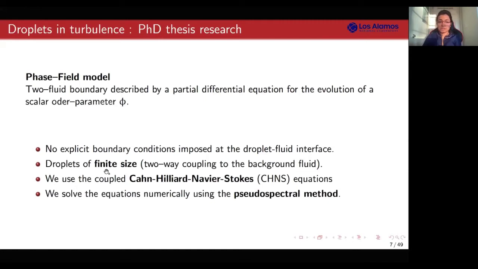Of course, in my study, the droplets have finite size, so there is two-way coupling with the background fluid. That is, the background fluid changes the droplet shape, and the droplet also affects the background fluid. We use the coupled Cahn-Hilliard-Navier-Stokes equations to solve this system. I will explain what this is. And the numerical method is the pseudospectral method.